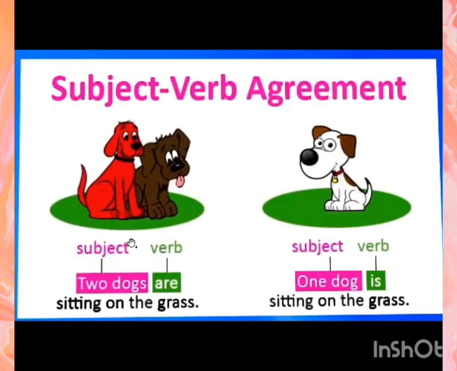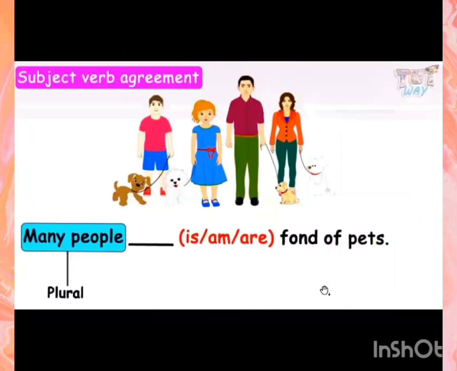One more slide. Two dogs are sitting on the grass. Where are the dogs sitting? They are sitting on the grass because it's plural. Then the next one is: one dog is sitting on the grass. Who is sitting on the grass? Only one dog. So the dogs are, dog is. This is actually known as subject-verb agreement, when the verb agrees according to the subject.